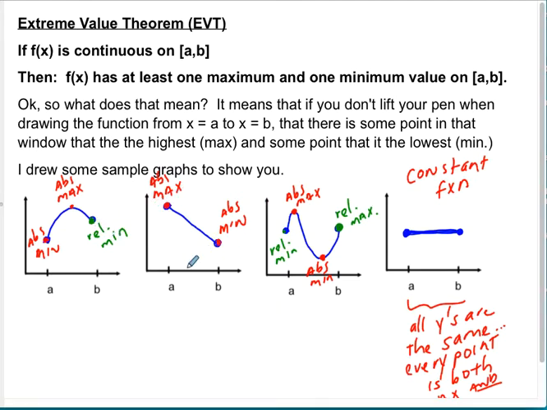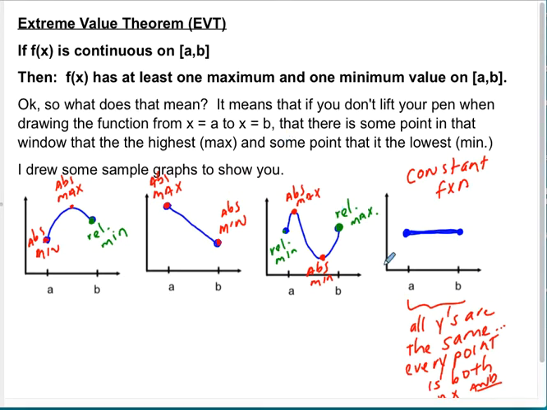Here we have a line, and sure enough, on the window from A to B, there is a max, there is a min. They happen to be the two endpoints. Here we have a nice curve. There is a highest value, there is a lowest value, and there are two other relative max and min values that are also the highest and lowest immediately around them, but they're not the highest and lowest ever.